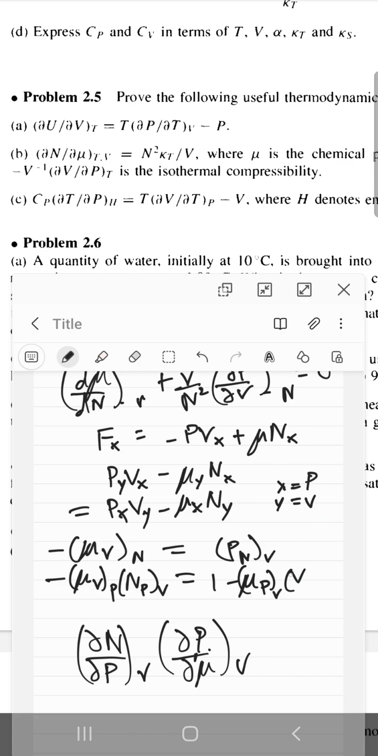So v sub, what is this? V sub v. No, wait, what am I? This is wrong. N sub y, right? So y is v, so it's just n sub v at constant pressure. Yes, that's how it should be.